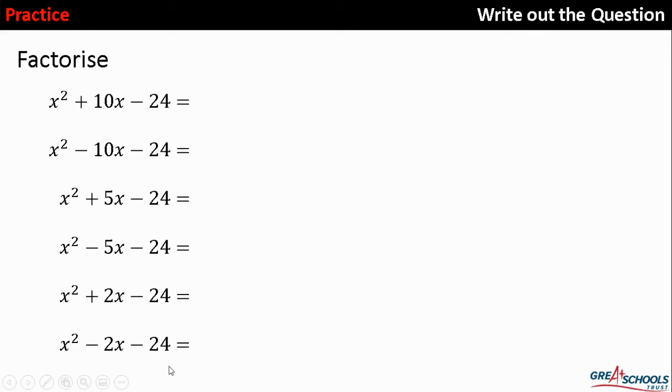Here you have some to try. Be careful of this second one. They're both negative there, so that means the signs must be different. The two signs must be different. In fact, in all of these, the two signs will be different because it's negative 24. So you don't want any factors where both of them are positive or both of them are negative. Okay, pause the video now and I'll give you some answers in a moment.